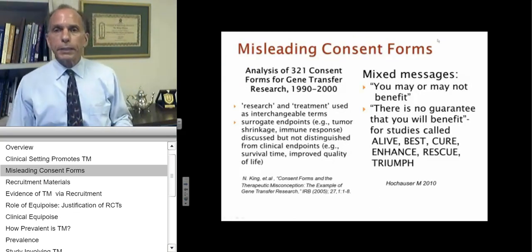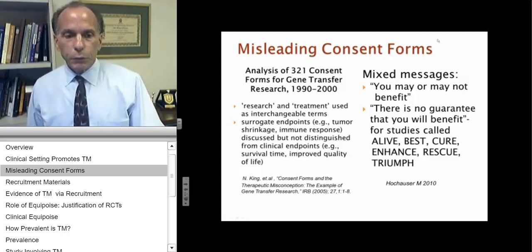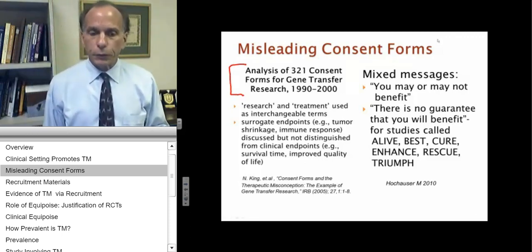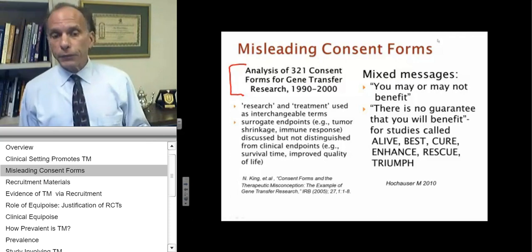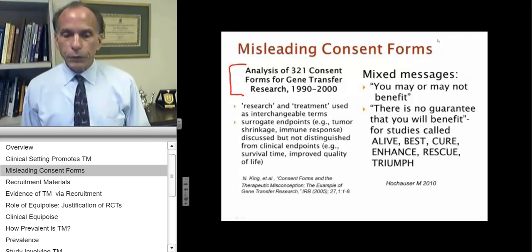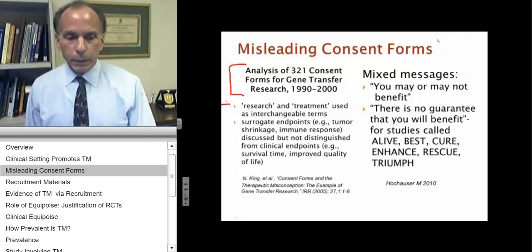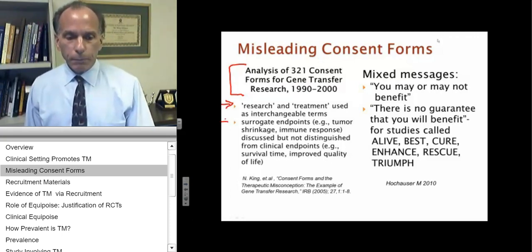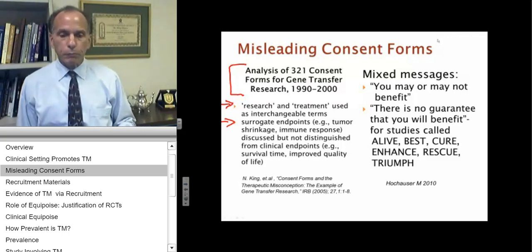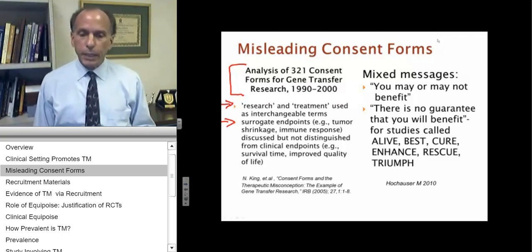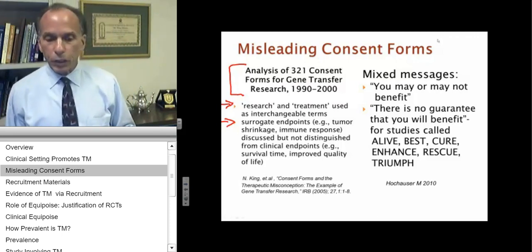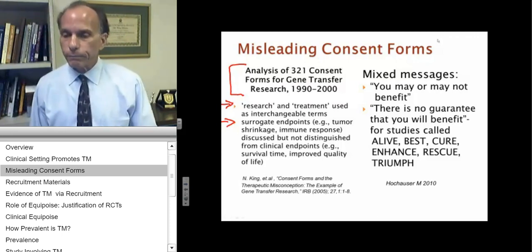In regards to misleading consent forms, there was one study that analyzed 321 consent forms in gene transfer research, and their study revealed that research and treatment are commonly used as interchangeable terms. Also, surrogate endpoints such as tumor shrinkage and immune response were discussed, but were not distinguished from clinical endpoints such as survival time and improved quality of life.